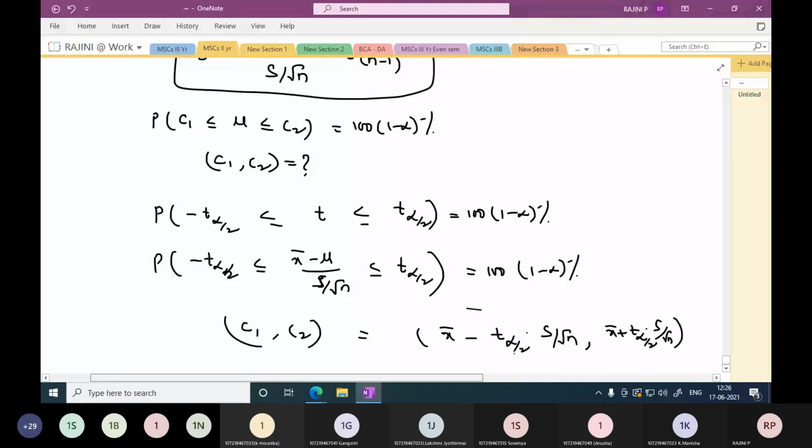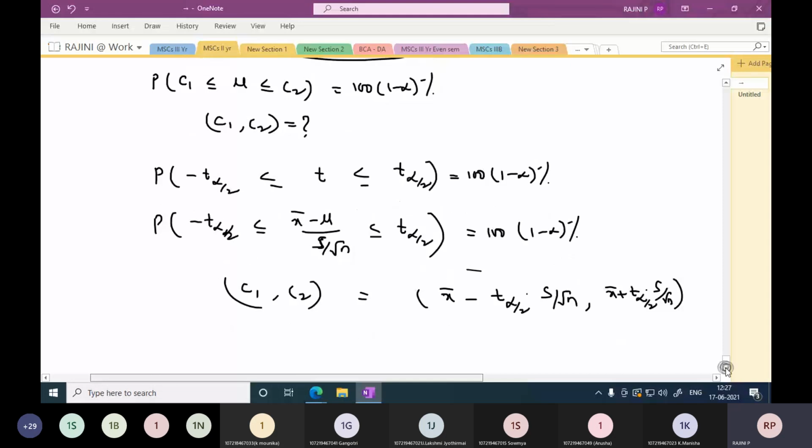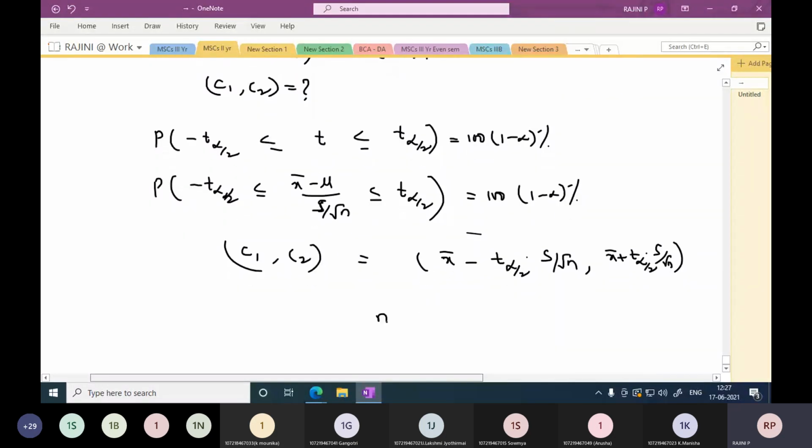Now, remember, for the t-test, the sigma value should be unknown. There are assumptions; I hope you studied that. The assumption is that the population variance, sigma, is unknown. Then only you can apply the t-test. And just remember this: if the sample size is less than 30.